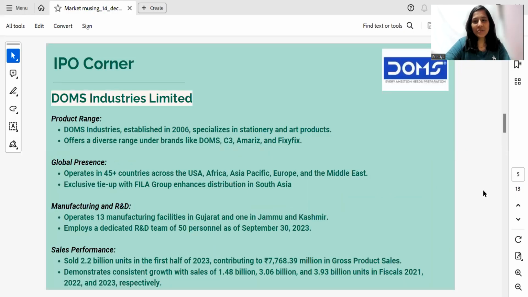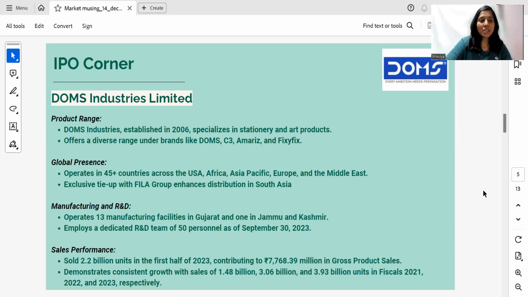That is DOMS Industries Limited. So this company is incorporated in 2006. And it is a stationery and art product company primarily engaged in designing, developing, manufacturing, and selling a wide range of these products under the flagship brand. The company offers stationery and art materials to consumers, which are classified into 7 categories, namely paper stationery, kits and combos, office supplies, hobby and craft, and so on.